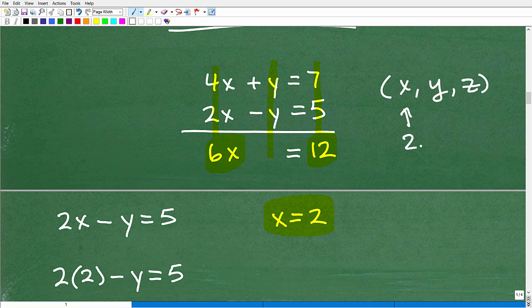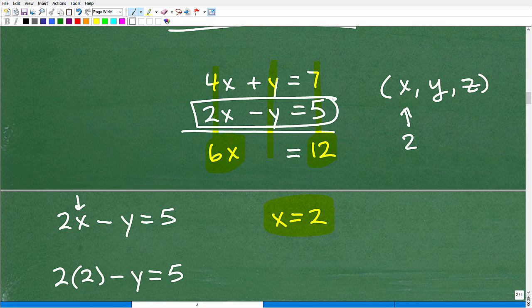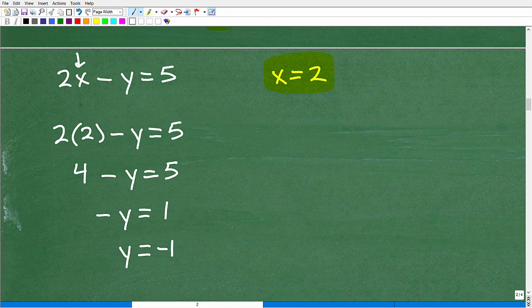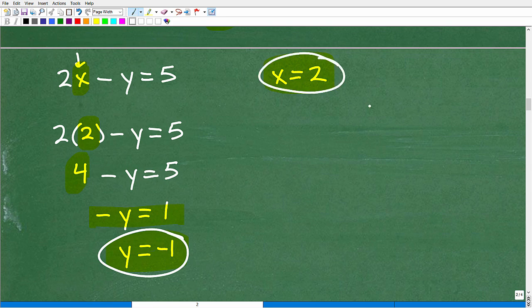Remember, I'm looking for an ordered triple x, y, and z. And right now I have x is equal to 2. So how can I get y? Well, I can use any one of these equations and substitute in for x to solve for y. So I'll use that equation. I know that x now is equal to 2, so that's going to be 2 times 2 is 4. 4 minus y is equal to 5. Again, everyone should know how to do this basic algebra. Y is equal to negative 1. So we got x is equal to 2, y is equal to negative 1.